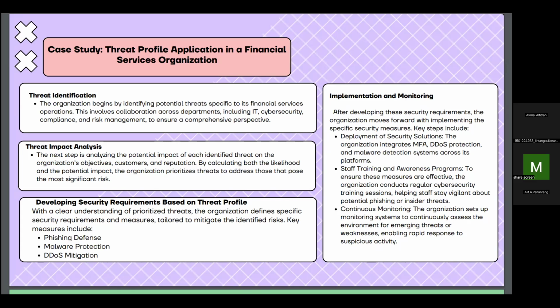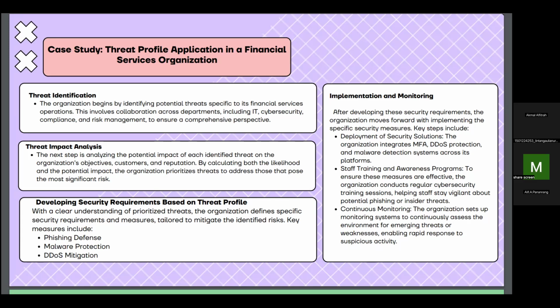Key measures include phishing defense, malware protection, and DDoS mitigation. And last is implementation and monitoring. After developing the security requirements, the organization moves forward with implementing the specific security measures. Key steps include, one, deployment of security solutions. The organization integrates MFA, DDoS protection, and malware detection systems across its platform. And second is staff training and awareness programs.